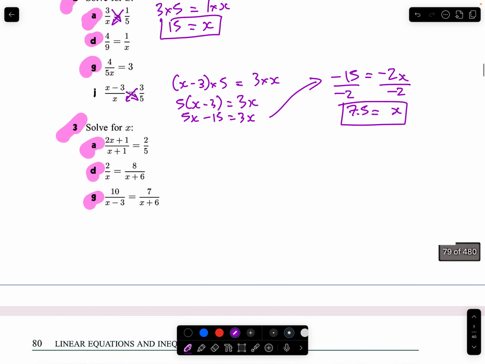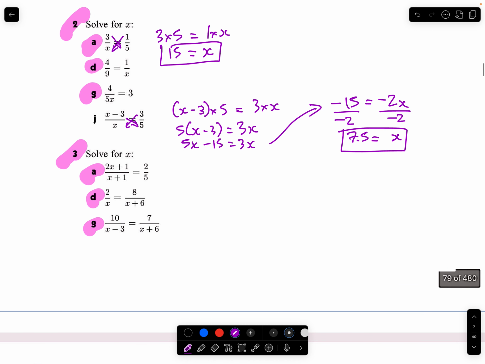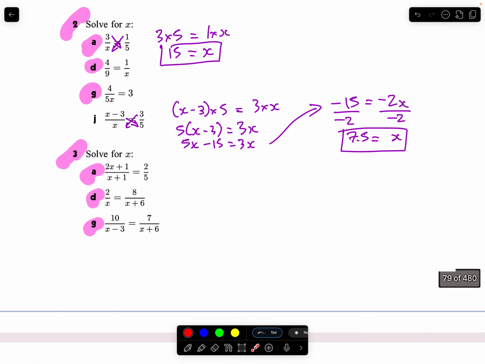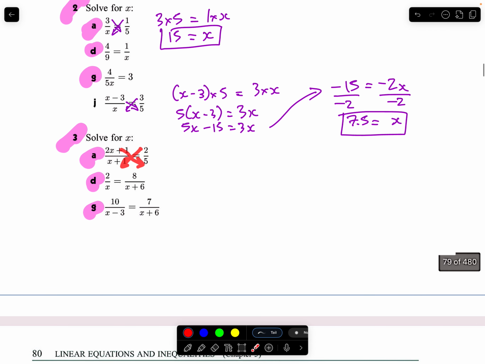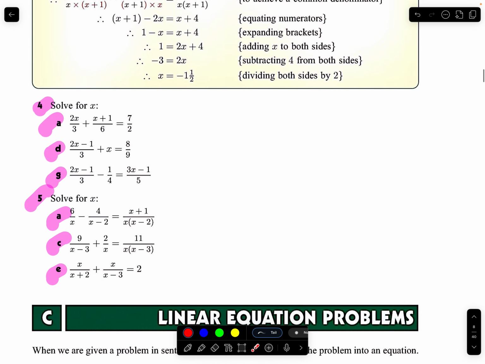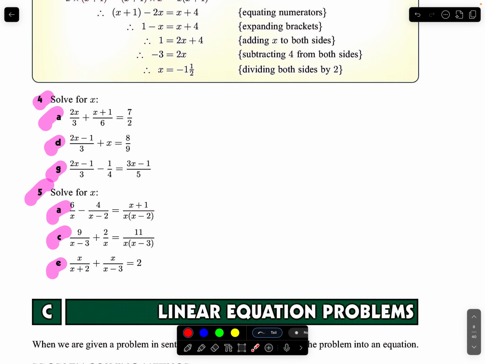This example here should be good enough for you to have a go at these, because they're still single fractions, but slightly complicated. So make sure you bracket the top and the bottom here, and then you cross multiply: top of the left times bottom of the right, top of the right times bottom of the left. Give that a go. If you get stuck, let me know again. These are the tough ones here, but it's nothing that I didn't show in the class, so give it a go.